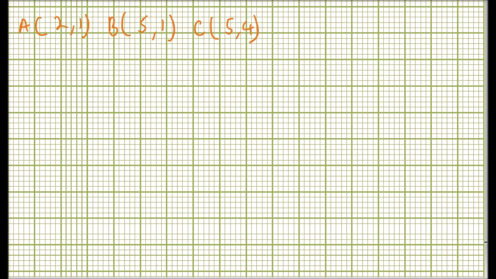Then we have our product. When we multiplied, we got the coordinates of A prime as (-2, 1), the coordinates of B prime as (-5, 1), and our C prime as (-5, 4). So we are going to plot these two triangles and see what is the relationship between them.